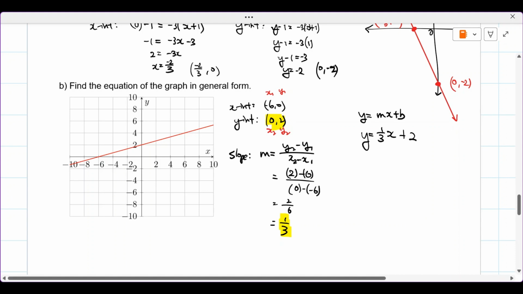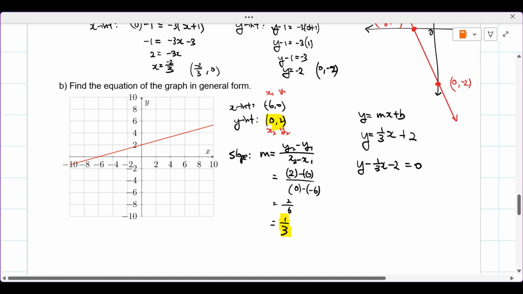The question asks you for the general form, so let's put it into the general form. General form means that we have the right-hand side equal to 0. So that means let's empty it out completely. Let's move everything to the left-hand side. So that's going to be y minus 1 over 3x minus 2 equals 0.